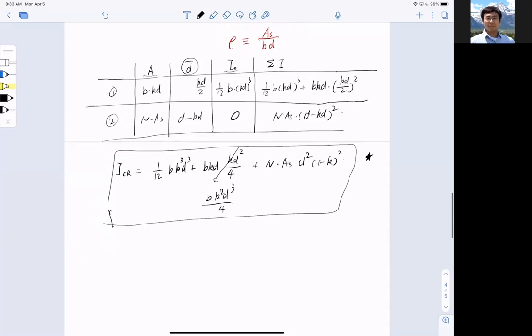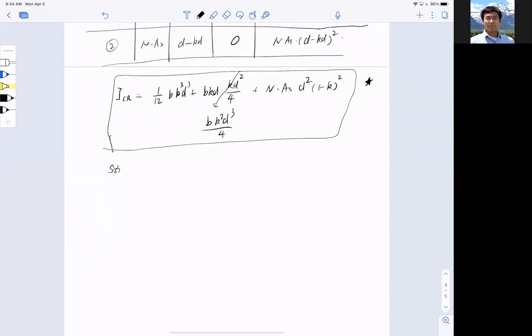Then again, back to the question: what about the stresses for this section? We have introduced the concrete compressive stress fC. So for the moment, this becomes 2M divided by JD, which is the distance, and then KD multiplied by B. Just have to remember this. And this is the stress in the steel.